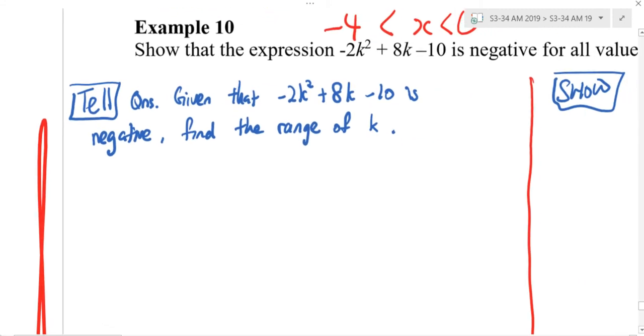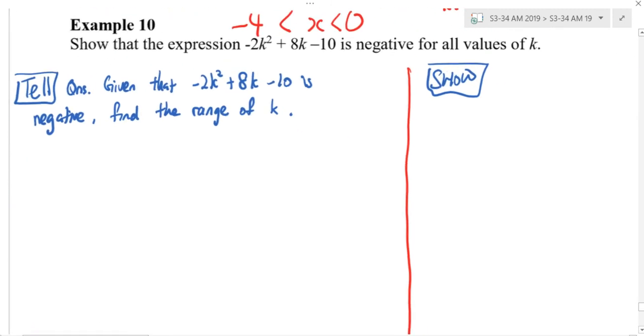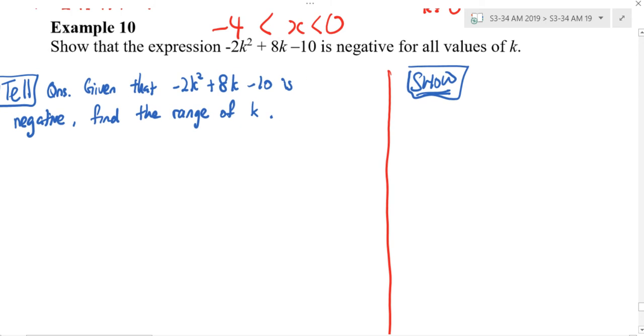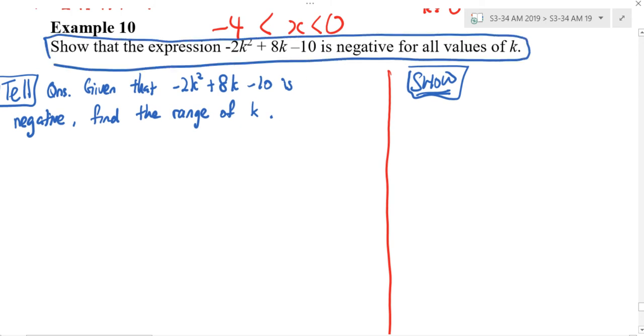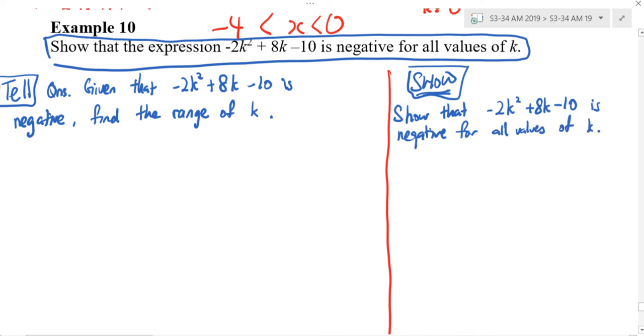Now, I'm going to show you the show question now. Show question is this one. So if you think it's confusing, you want to copy. Show that negative 2k squared plus 8k minus 10 is negative. I'm copying the question on top.